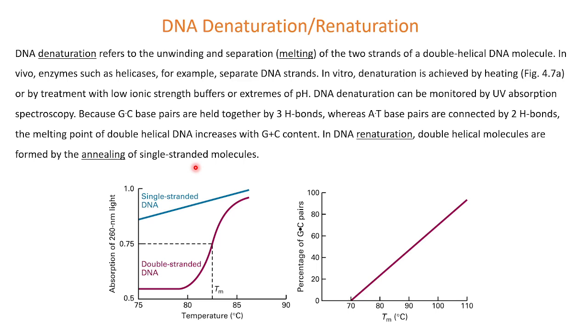In vivo, enzymes such as helicases, for example, separate DNA strands. In vitro, denaturation is achieved by heating or by treatment with low ionic strength buffers or extremes of pH. DNA denaturation can be monitored by UV absorption spectroscopy because GC base pairs are held together by 3 hydrogen bonds, whereas AT base pairs are connected by 2 hydrogen bonds. The melting point of double helical DNA increases with G plus C content. In DNA renaturation, double helical molecules are formed by the annealing of single-stranded molecules.